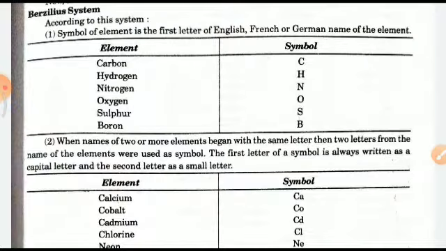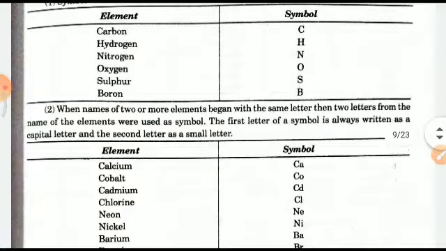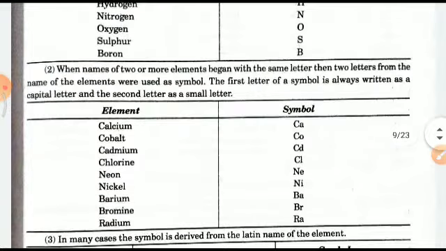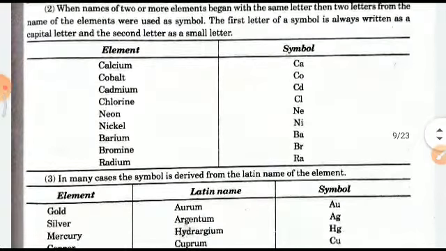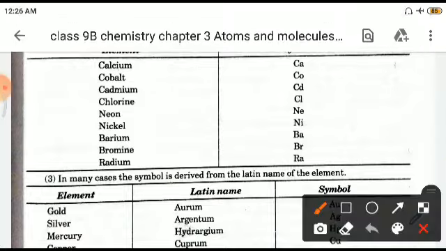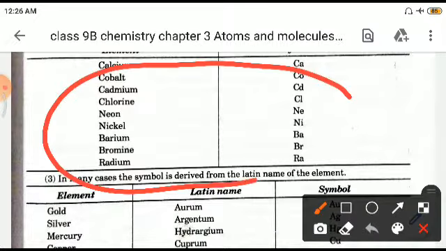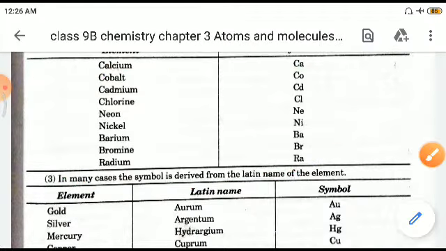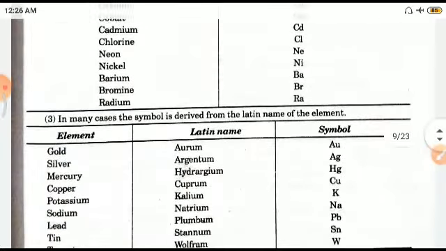When names of two or more elements began with the same letter, then he used the first two letters, like calcium Ca, cobalt Co, cadmium Cd, chlorine Cl, neon Ne, nickel Ni, right? Barium Ba. You can see it from this chart here, children, that whenever the first letter was common, he used the second letter also.